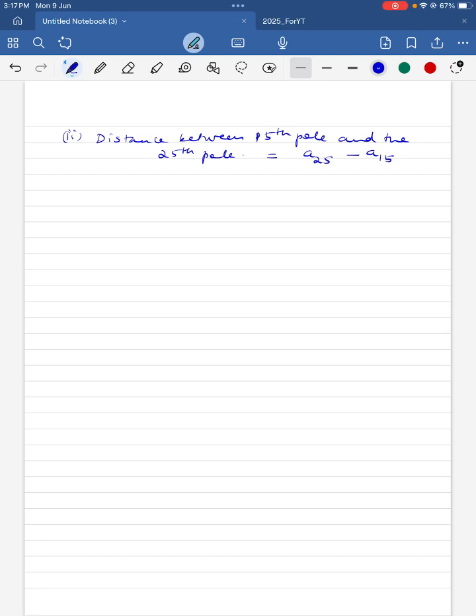Now, how do I find A25? A25 is equal to A plus 25 minus 1 into D. A I know is 200, plus 24 times D, which is equal to 150. So that is 200 plus 24 times 150. 24 times 150 will be equal to 3600. So this is equal to 3800.